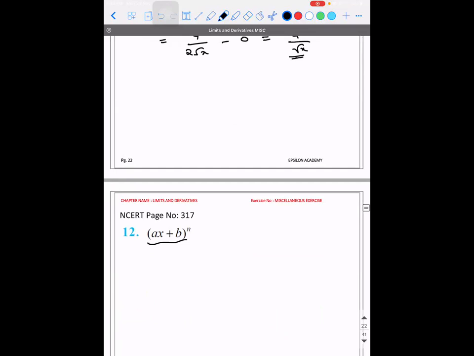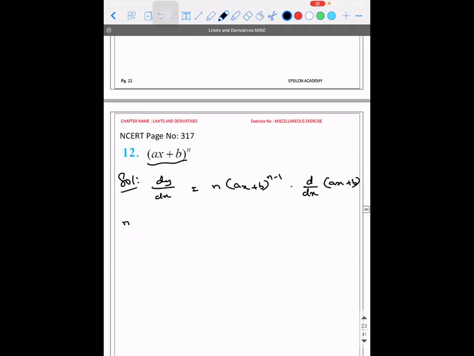Ax plus b whole power n. Its derivative is n into ax plus b power n minus 1 into derivative of ax plus b. That's right. So n into ax plus b the whole power n minus 1 into derivative of ax plus b, which is a. So an into ax plus b the whole power n minus 1.